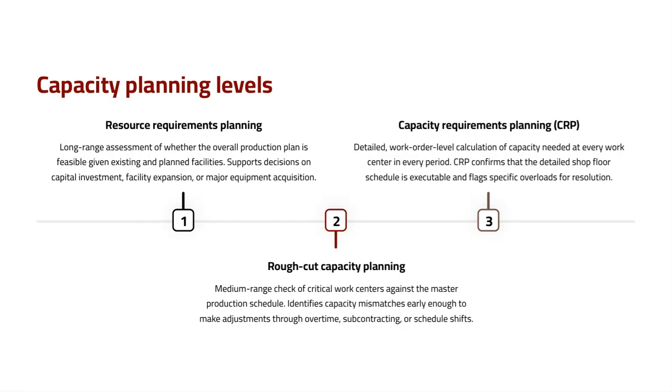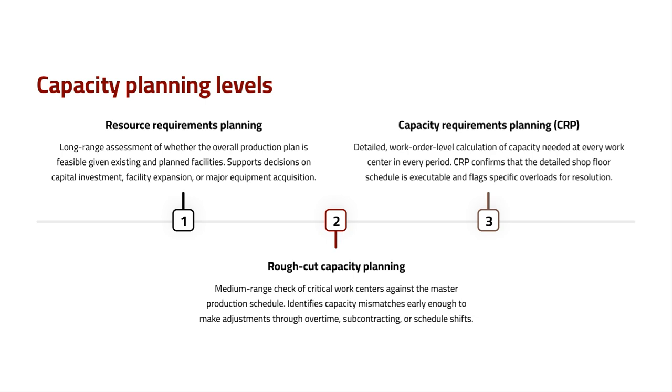Here we see the 3 key levels of capacity planning that help organizations manage their production capabilities effectively. First, resource requirements planning looks at the long-range picture, assessing whether the overall production plan is feasible with the existing and planned facilities. This level helps guide major decisions like capital investments or facility expansions.